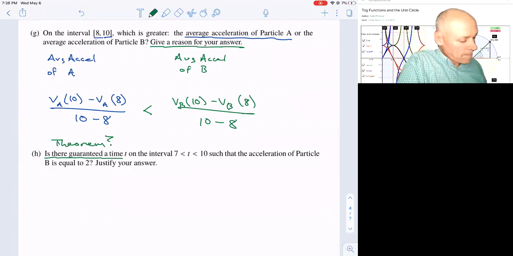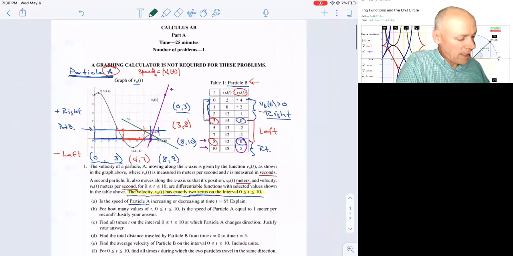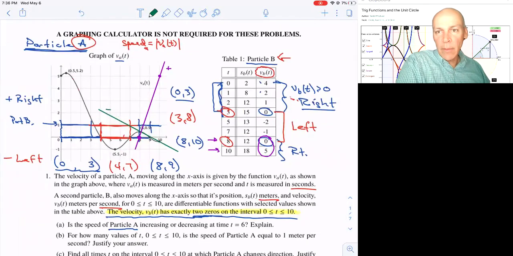Well, is there guaranteed a time t on the interval from 7 to 10 such that the acceleration of particle B is equal to 2? Okay, because I'm seeing acceleration. And then for particle B, I'm going back to the data that I'm given for particle B. And what do they give me for B? In the table, they give me the position, s_B(t), and they give me the velocity, v_B(t). Okay, so that kind of clues me in.